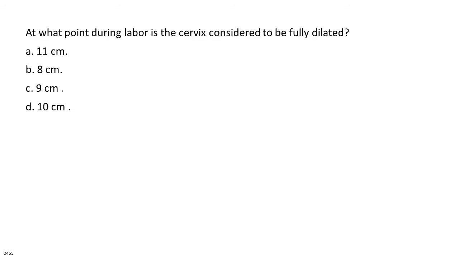At what point during labor is the cervix considered to be fully dilated? A. 11 cm. B. 8 cm. C. 9 cm. D. 10 cm.